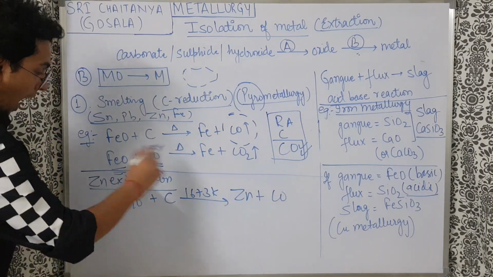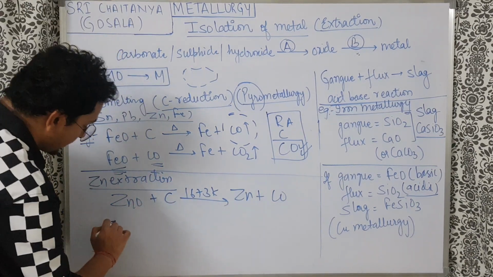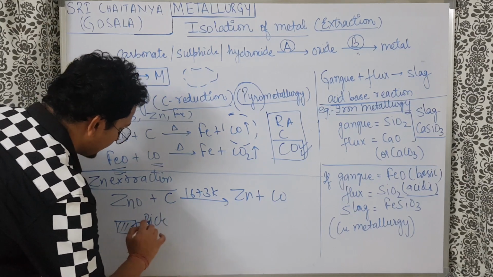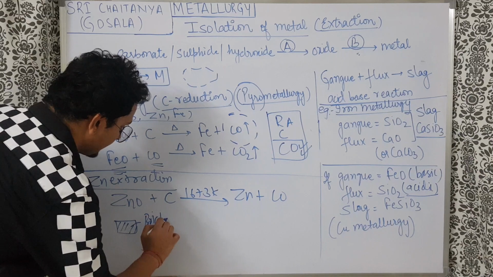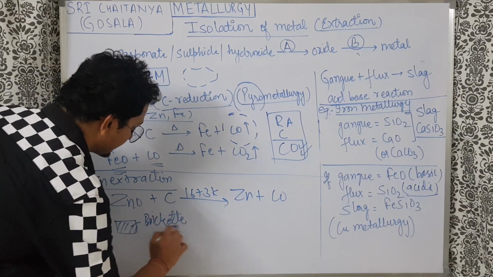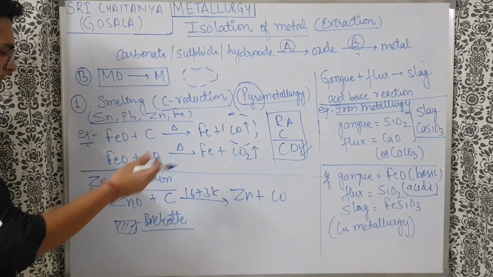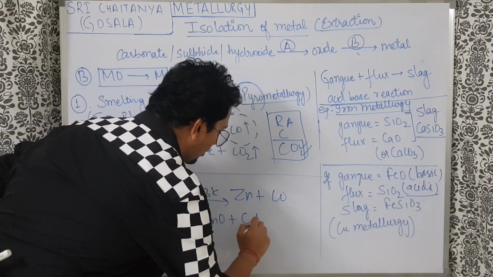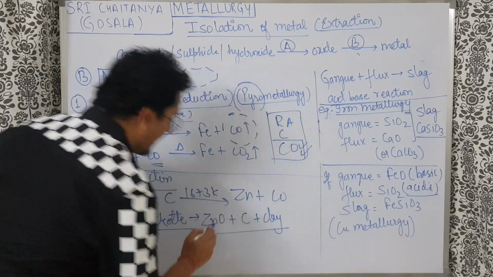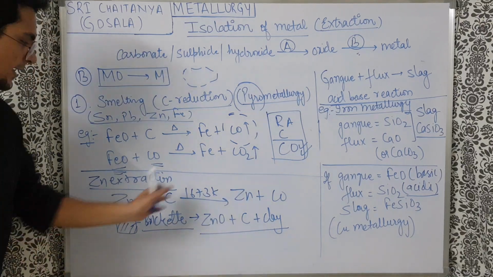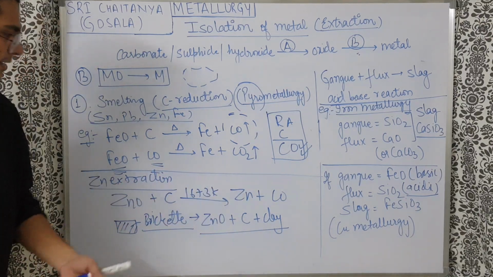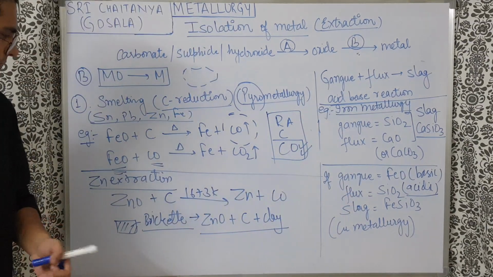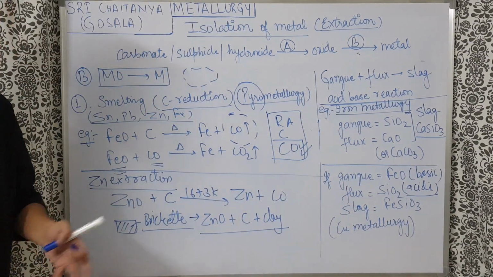One more thing. How is this process carried out? You make small briquettes. Very small size bricks are called briquettes. They are made up of ZnO plus coke plus clay and then they are heated, so this reaction is carried out. Clay there, which is SiO2, is used as a flux only. That's not much important to discuss here for the NEET syllabus.